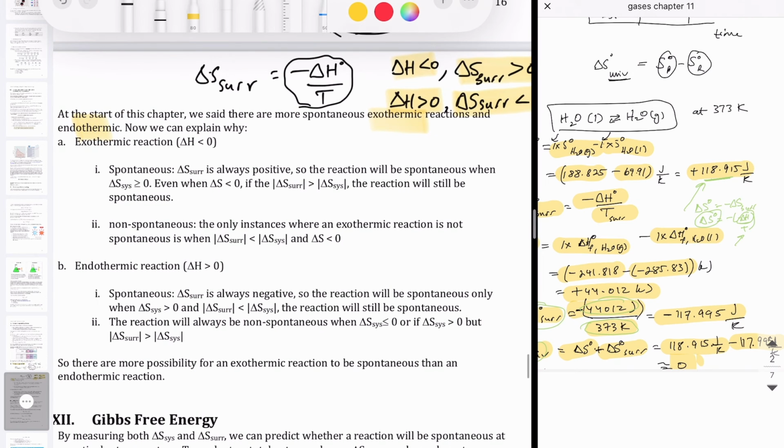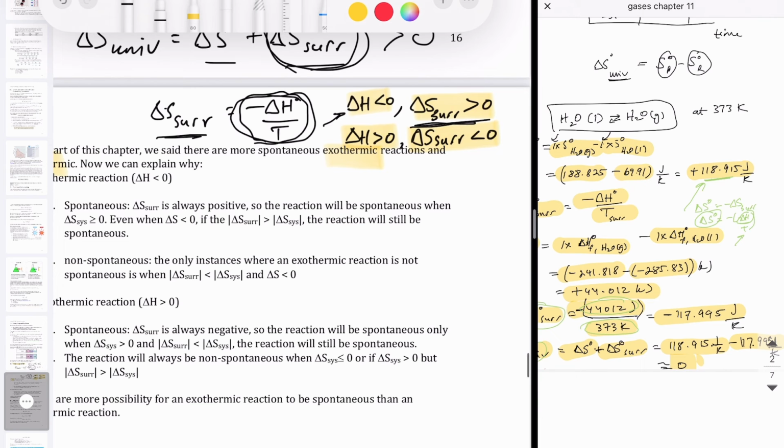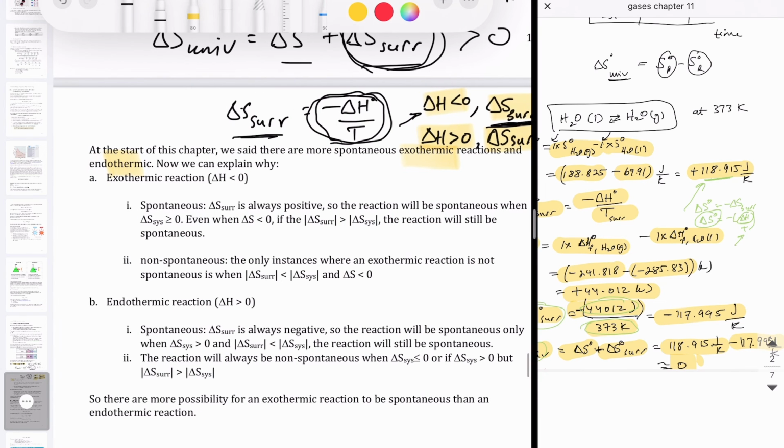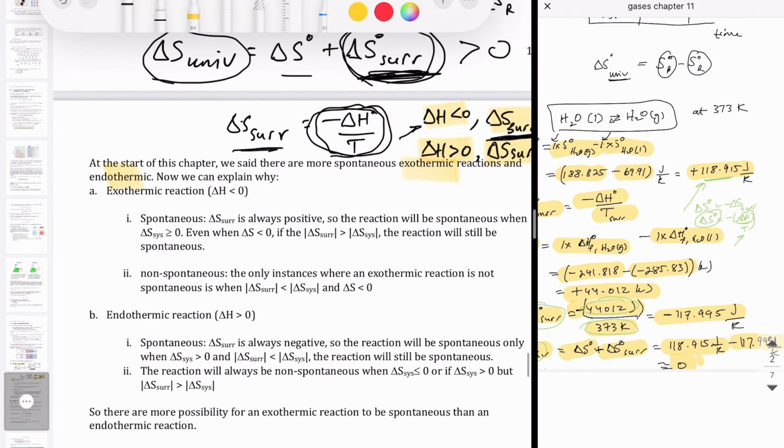Yes, we can, because notice that just by virtue of this relationship between delta H of the system and delta S of surrounding, we see that exothermic reactions automatically have a positive delta S of surrounding. So that means that at least one of these two numbers is already positive. And so it makes it easier for this delta S of the universe to be positive, which means it makes it easier for the reaction to be spontaneous.